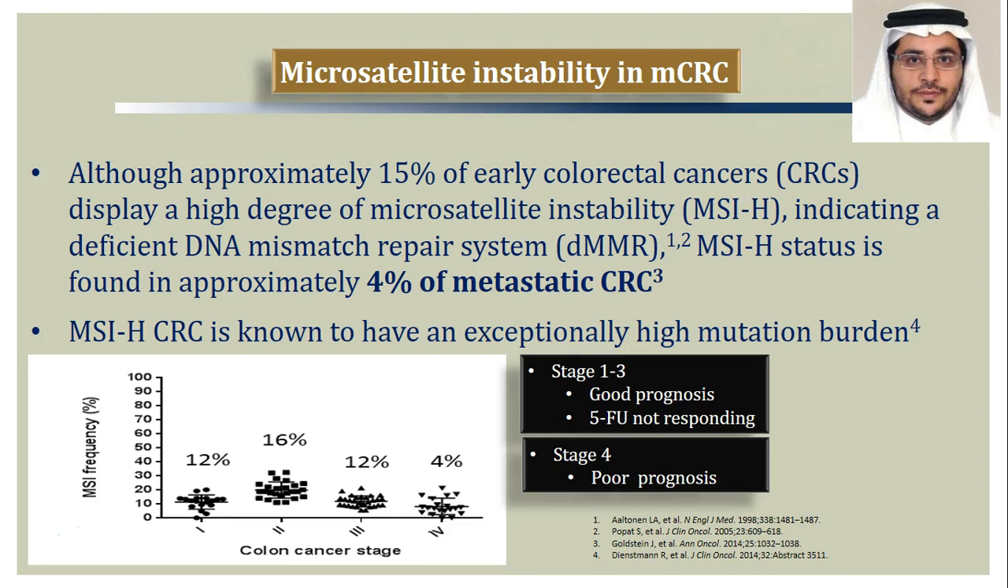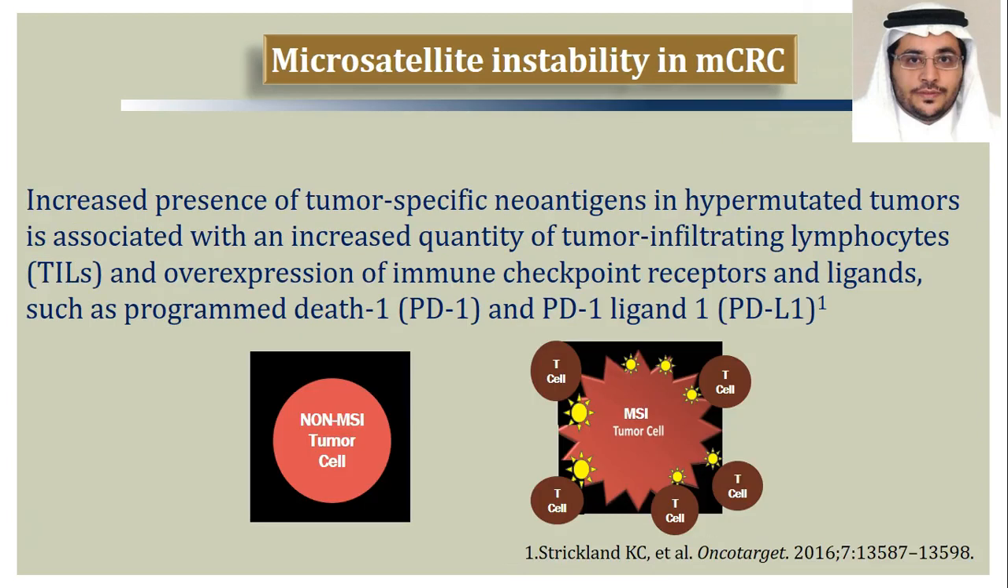However, if you divide the patients from stage 1 to stage 4, in stage 4 it is almost 4% only. And it is very important to understand that in stage 1 to 3, it is a good prognosis, and usually they don't respond to 5-FU. This is only in the adjuvant setting. While in the metastatic setting, it carries a very poor prognosis, and it is usually on the right side.